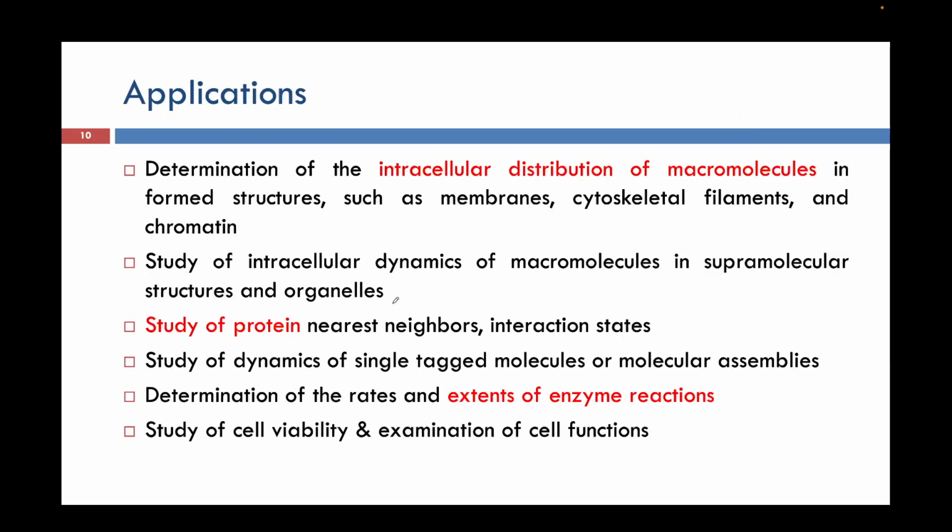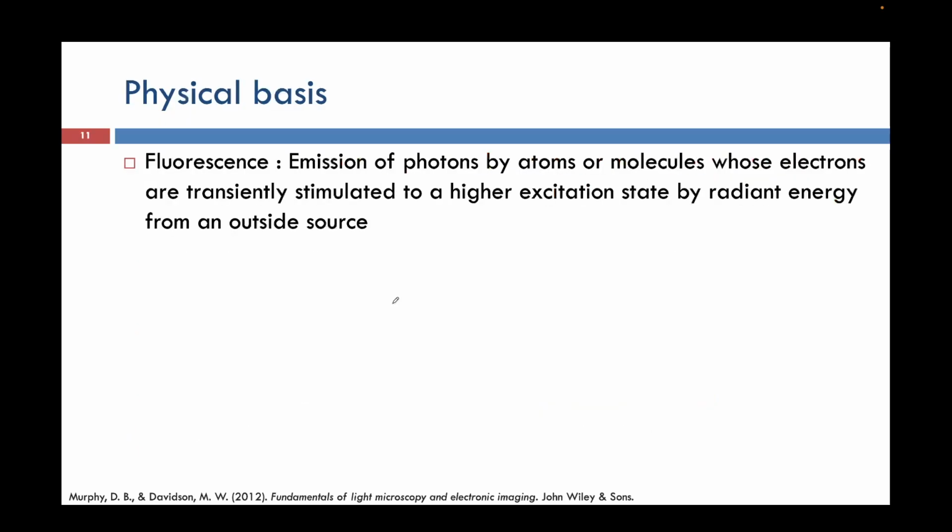And like I said, fluorescence microscopy is generally used to view the cellular distribution, or the study of protein and the extent of enzyme reaction. So, cell viability and cell function, biological samples like these, we want to see using fluorescence microscopy. So where does fluorescence microscopy come from? There is a term called fluorescence. So what does fluorescence mean?